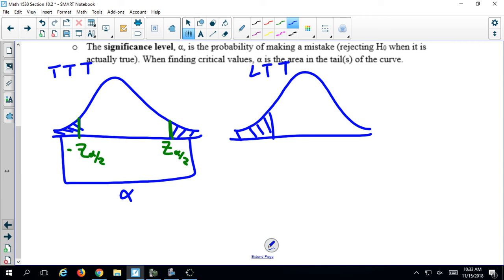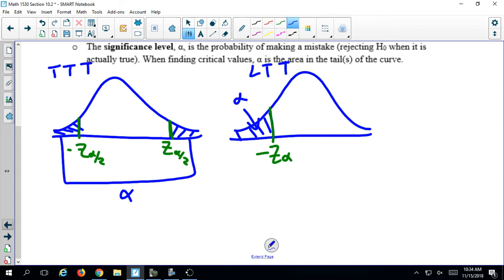We only look at a left tail, and that area is still alpha. So we don't divide this by 2. So this is different than the confidence interval. We don't divide this by 2 on a left-tail test. And the critical value is where this area is. It turns out to be the negative of z sub alpha. And we're going to use that normal calculator in StatCrunch to find these critical values, just like we did with confidence intervals.